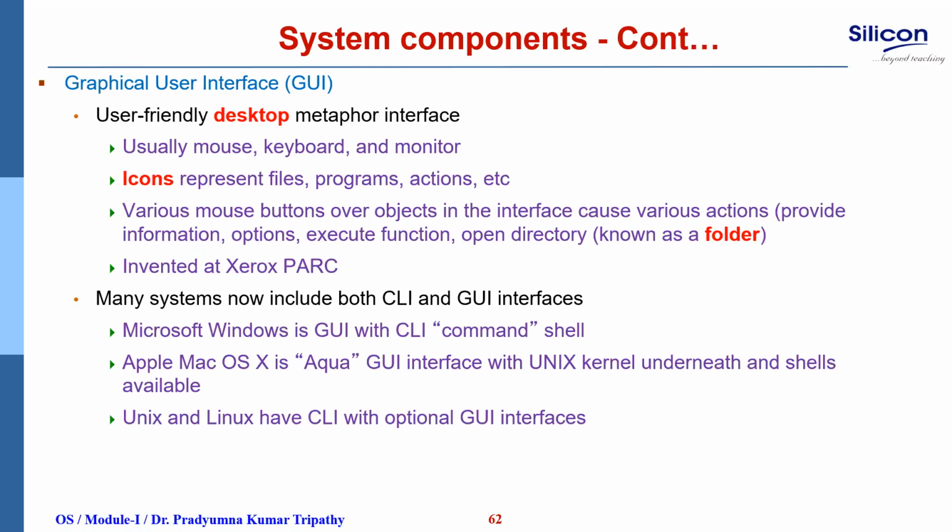The icons represent the files, programs, actions, etc. So the icons that you see on our screen, what are those? Those are for either a file or a program or any action to take place. Those are being kept as the icons, right?